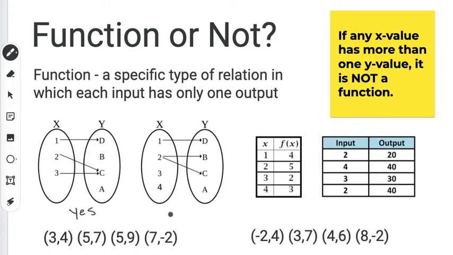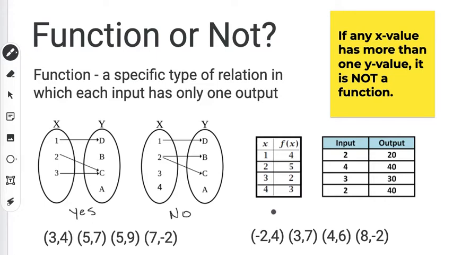Now looking over here at the next mapping, the first thing that I notice is that 2 has two different outputs, right? 2 is mapped to B, but 2 is also mapped to C. So since this input has more than one output, we have to say no, this is not a function. So that's how this works. If you find an input that has more than one output, then it's not a function.